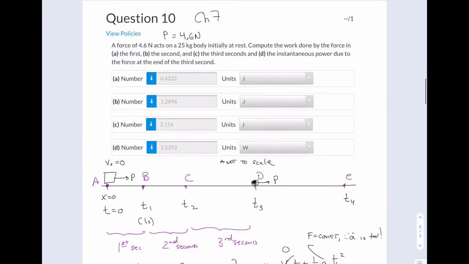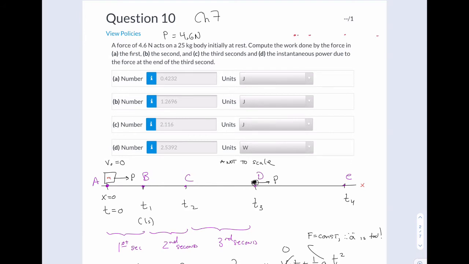Okay, number 10. I drew a picture here. They give me a force. I used P for the force, and later I realized I shouldn't have used P because we're going to use P for power. So there's a pushing force P. Here's my x-axis. This isn't drawn to scale, because if there's a force acting, this thing is going to accelerate, so it's going to be like your dots.